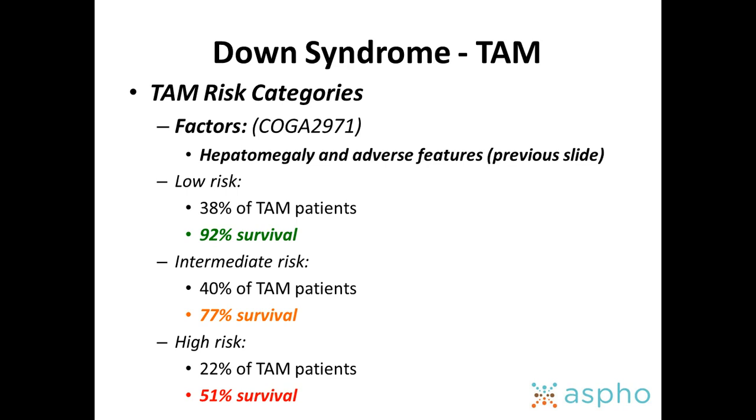The board's asked you to look at risk categories. There's not a lot of codified risk categories, although the COG 8297 study did a nice job of retrospectively looking at what kind of phenotype leads to what sort of problems. Basically, if you have hepatomegaly, that's not good. And the more adverse features from that previous slide you have, it's not good. I wouldn't bother memorizing the specifics, just know that there's this range of low risk and high risk. Low risk being almost universal survival and high risk being 50-50.